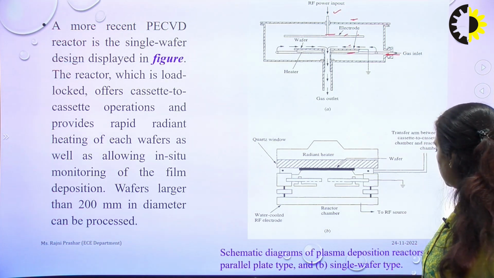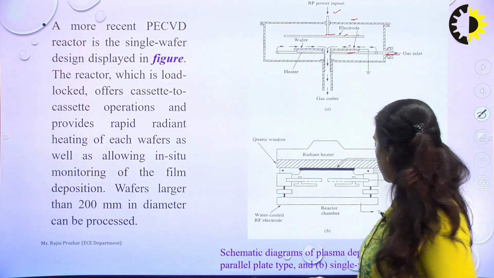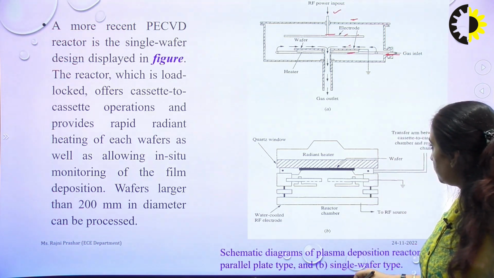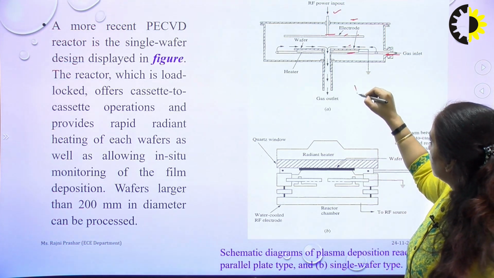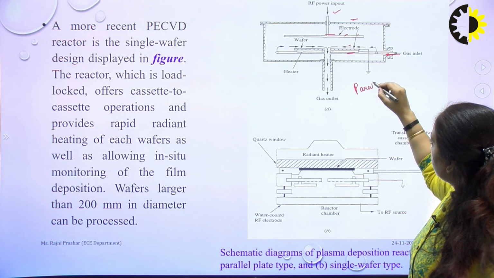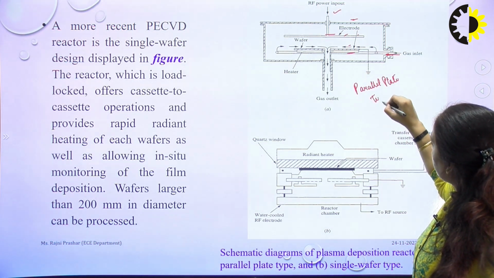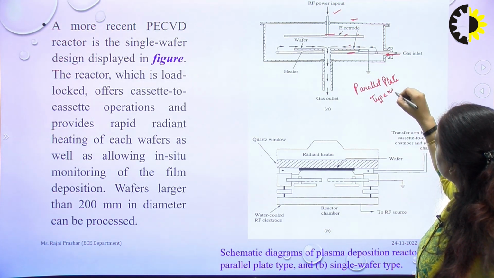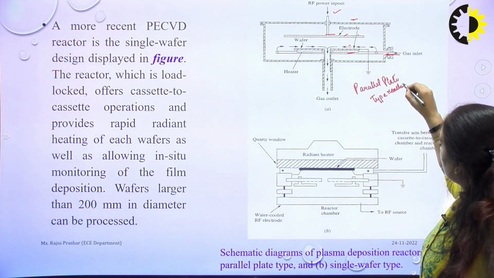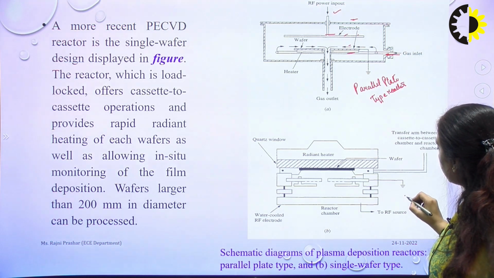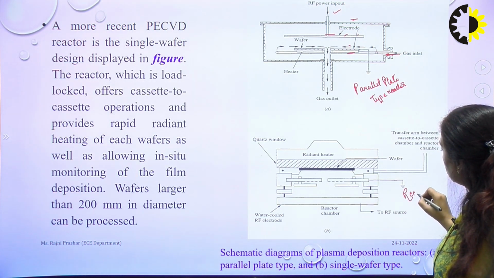Okay, and the other diagram here is the parallel plate type. We have this single wafer type. This is the parallel plate type reactor, and here we have the single reactor for the single wafer.